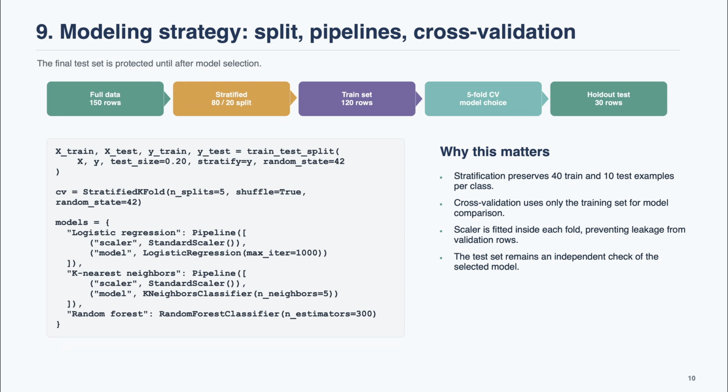Model comparison is performed using 5-fold stratified cross-validation on the training set only. This is important because the test set must stay untouched until the final evaluation. The models compared include logistic regression, k-nearest neighbors, random forest, and a dummy baseline. For models that require scaling, such as logistic regression and k-nearest neighbors, scaling is kept inside the pipeline. This keeps the process leakage safe and repeatable.